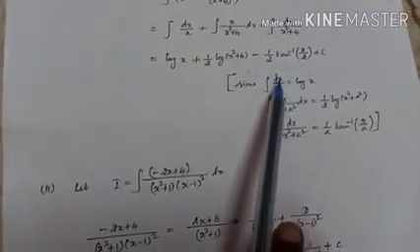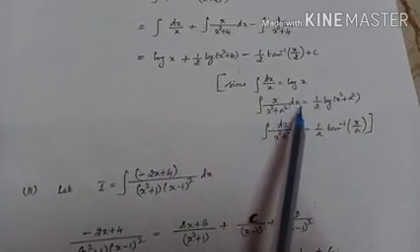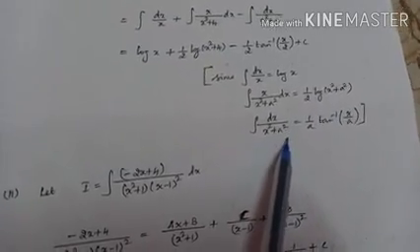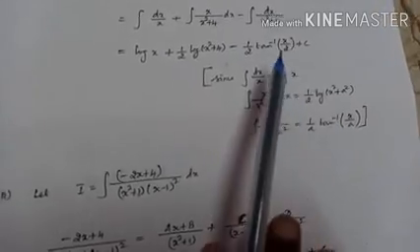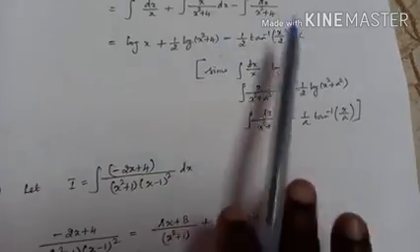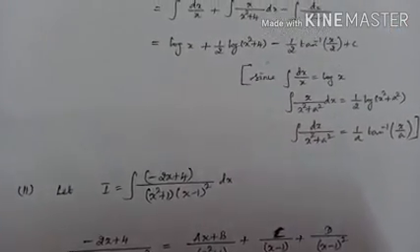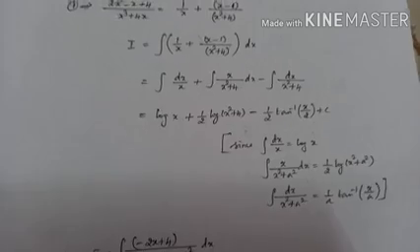We know the formulas: integral dx by x is log x. Integral x by x square plus a square dx is 1 by 2 log of x square plus a square. Integral dx by x square plus a square is 1 by a tan inverse of x by a. If you know all the three formulas, you can simply substitute and add the constant of integration c. Problem over.